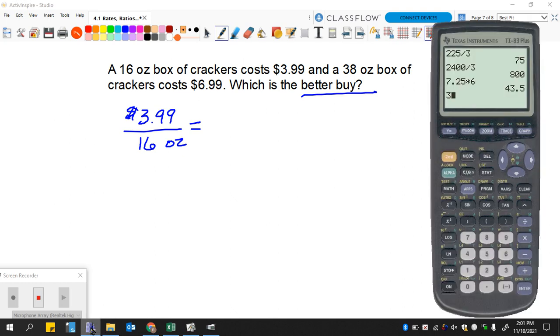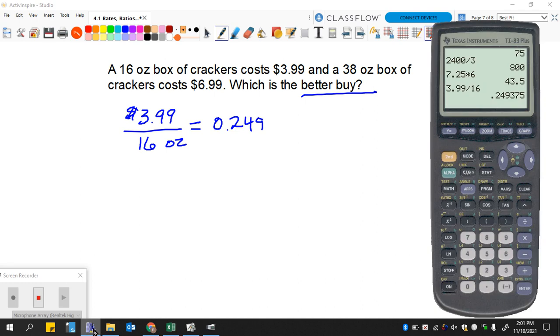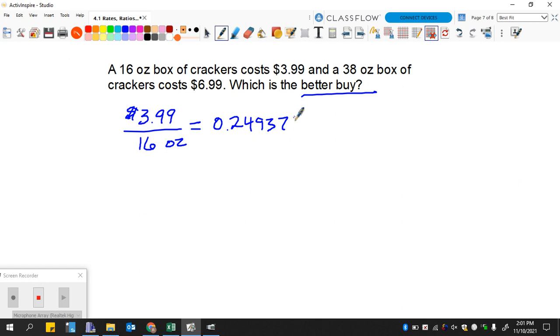So if we say 3.99 divided by 16, when we do that, we end up with 0.249375. So 0.249375, I believe. Yes, 375. If we look at it, this is dollars, so it's almost 25 cents an ounce.